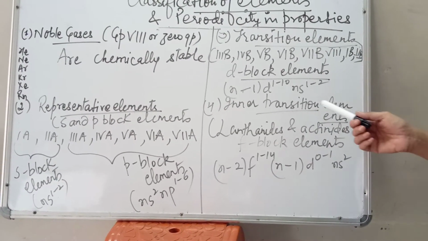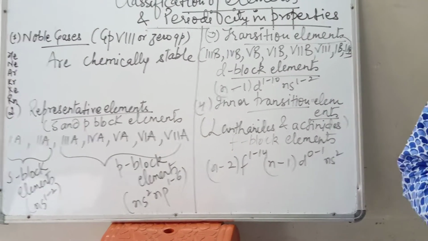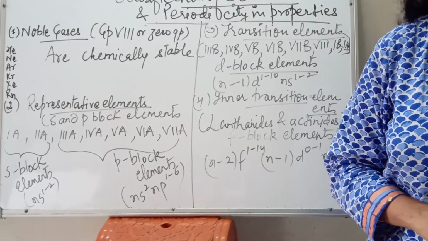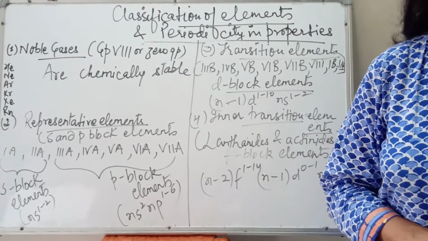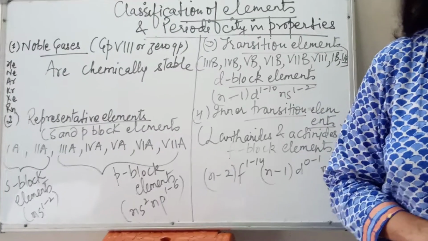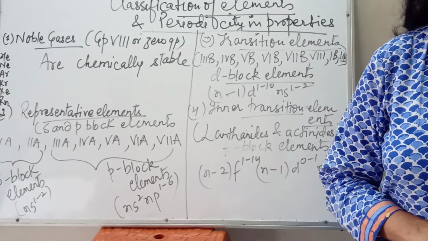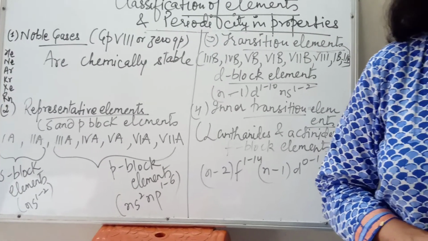These are some of the properties, and they act as very good catalysts. For example, you have heard of the Haber's process. In Haber's process, the catalyst used is iron and molybdenum. Both are transition elements. In the contact process, vanadium pentoxide is used. Vanadium is a transition element. And in hydrogenation of vegetable oil, nickel is used, which is also a transition element.